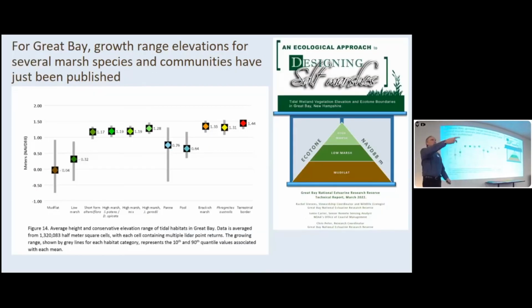And this is a brand new publication from Rachel and Chris Peter, and I think there was another author. Jamie Carter, yeah, oh yeah, because he's Mr. Tides. And that showed the height of the plants. So this is the range of low marsh, and this is based on 1.3 million data points. 1.3 million, I mean, even more data points, right? So this is like fabulous data. So this is the 10 to 90 percentile of the elevations you find low marsh, and these are the high marsh. Same for the high marsh, so this is available now, so we can really get down to what we think is the right elevation for this.